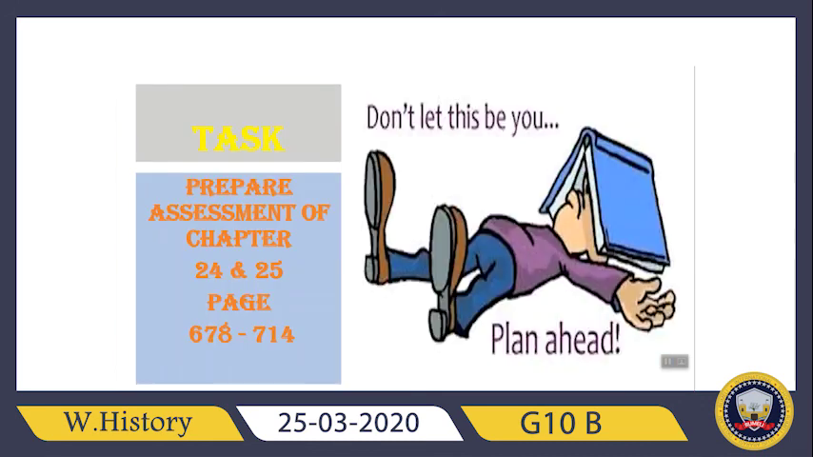So the last thing, the most important: don't let this be you. Plan ahead. The final task for you for today is to prepare the assessment of chapters 24 and 25, and you will find it on pages 678 to 714. What you have to do is read the main things from your chapters and mark them or use a highlighter, and then at the end try to answer all those questions I gave, and the rest you will find in the assessment at the end of your chapter.